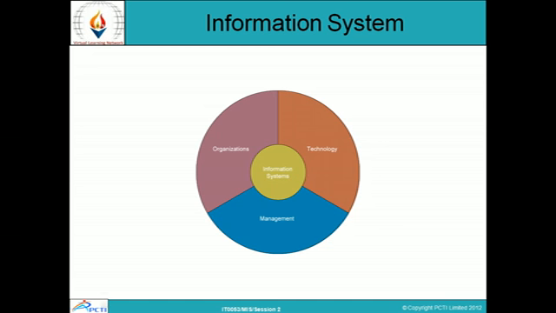Now let us discuss the information system. Information system is basically the collection of organization, technology and management under a single umbrella. These three different domains work together, synchronize with each other to impart the worth of information system.